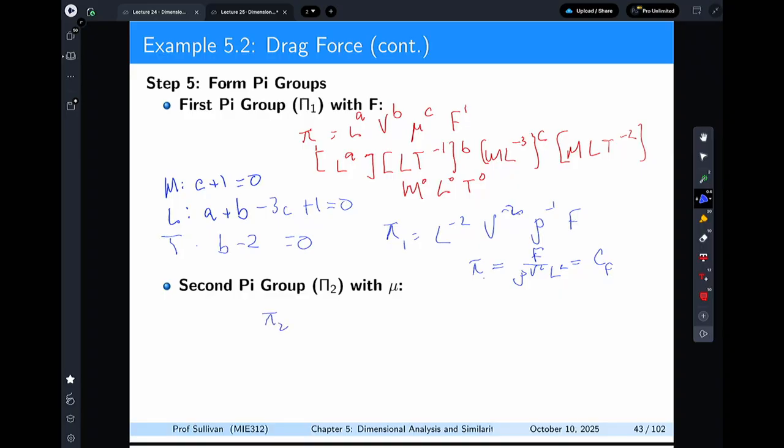So pi 2, I'm going to put that with mu. L to the A, V to the B, rho to the C, mu to the minus 1. So I'm cheating a little bit here.